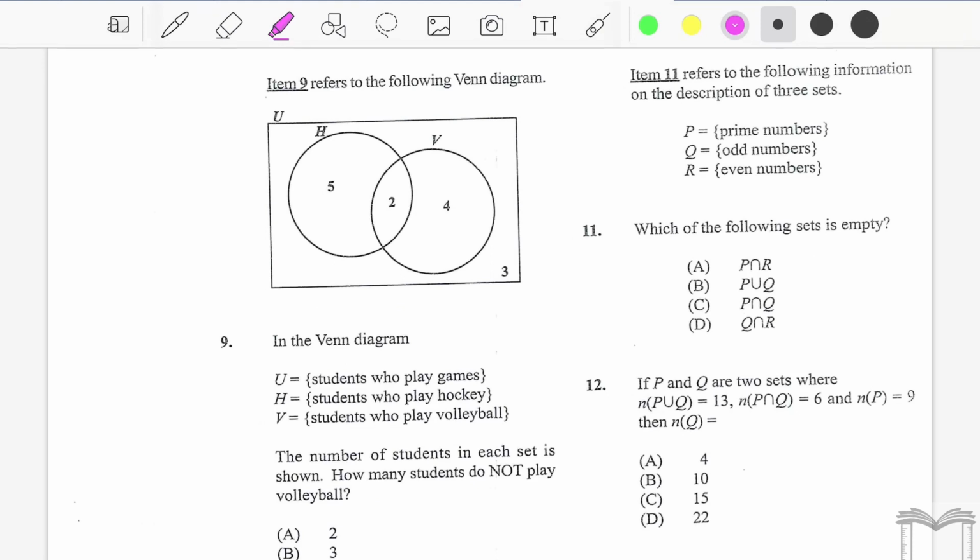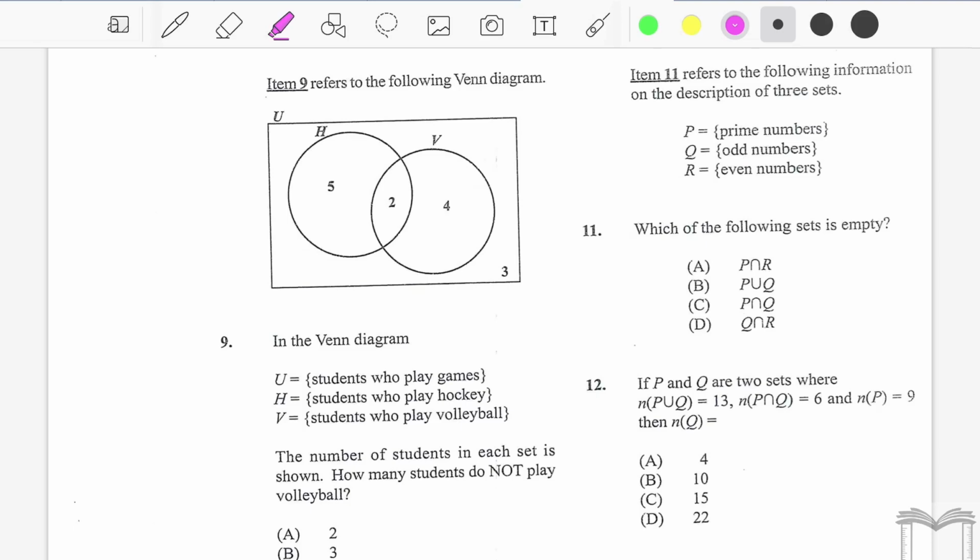Number 9. Item 9 refers to the following Venn diagram. In the Venn diagram, U represents students who play games, H is hockey, and V is volleyball. The number of students in each set is shown. How many students do not play volleyball?